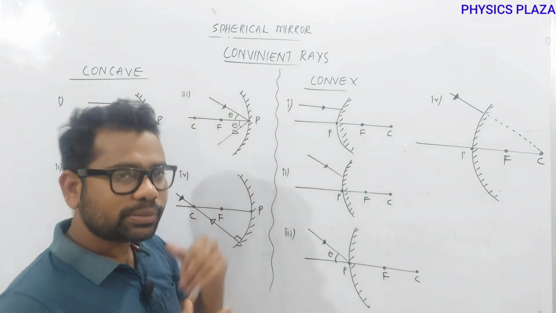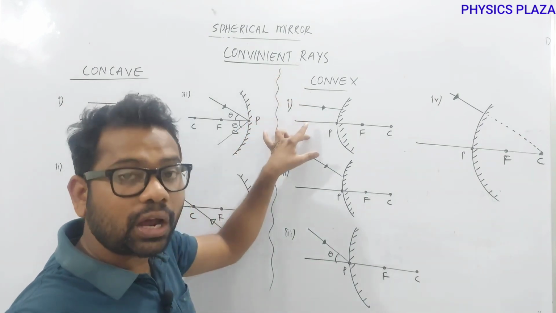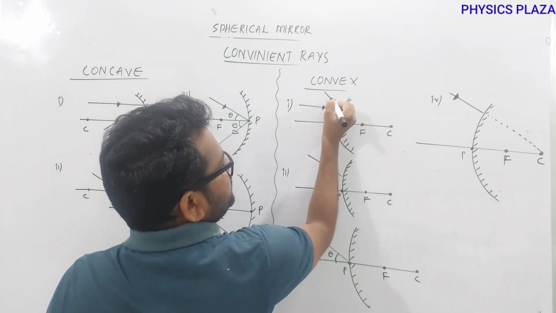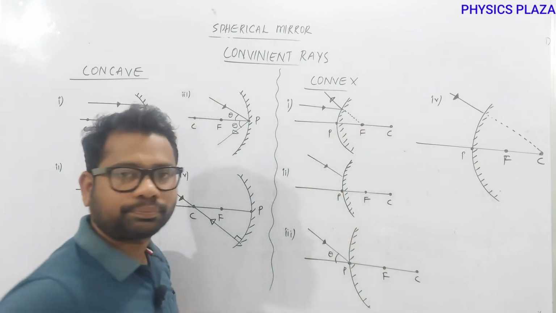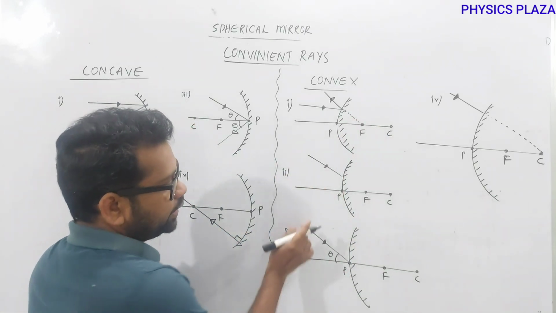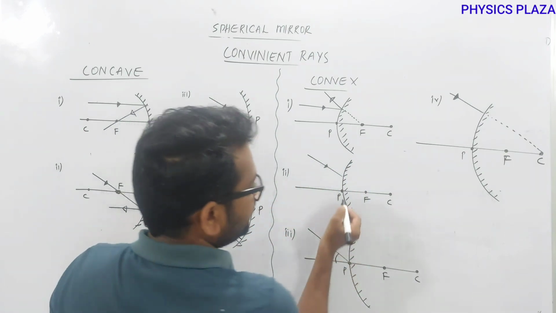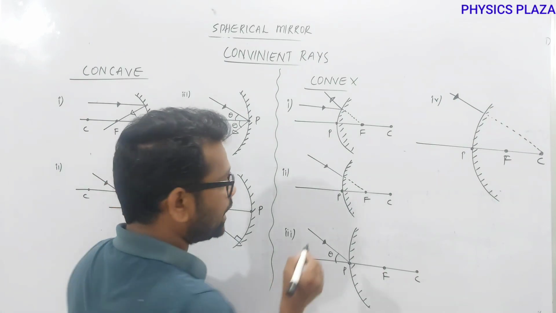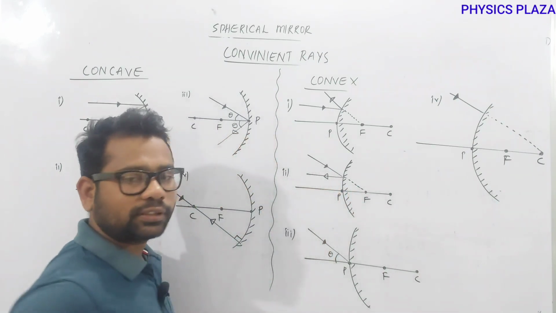Now come to the convex mirror. If any light ray is coming parallel to the principal axis of a convex mirror, children, after reflection, it gets diverged, but it appears as if it is coming from the focus. Okay, fine. And the light ray which is incident on a convex mirror as if it passes through the focus, children, after reflection, what will happen? It moves parallel to the principal axis.